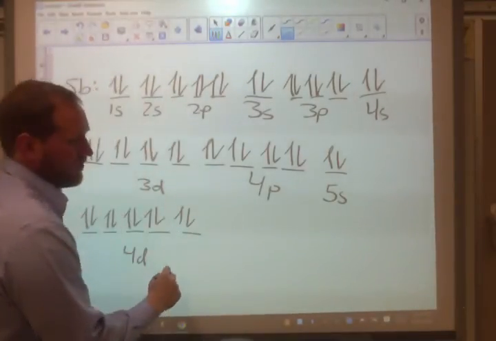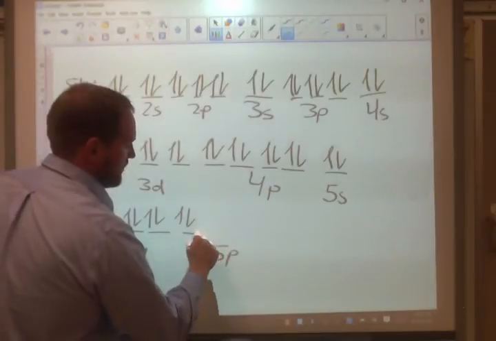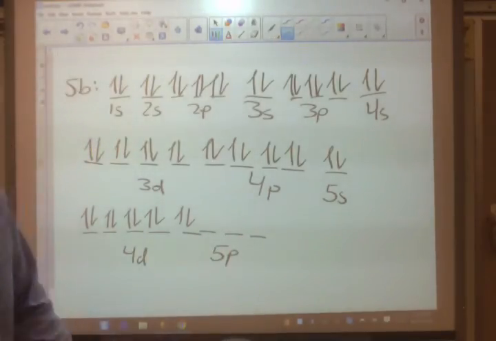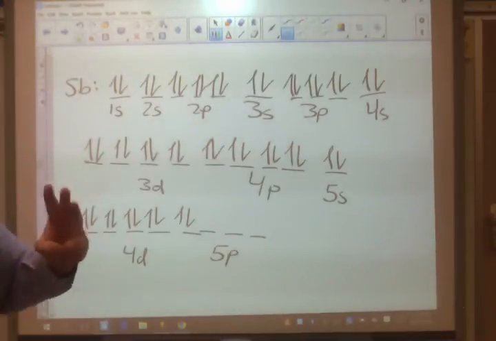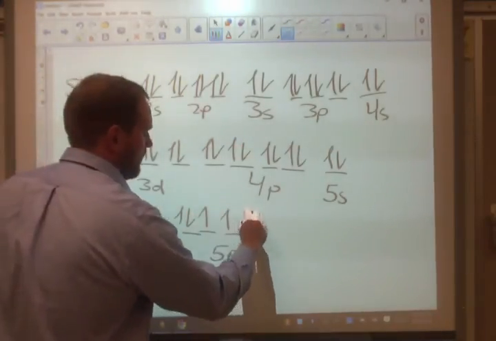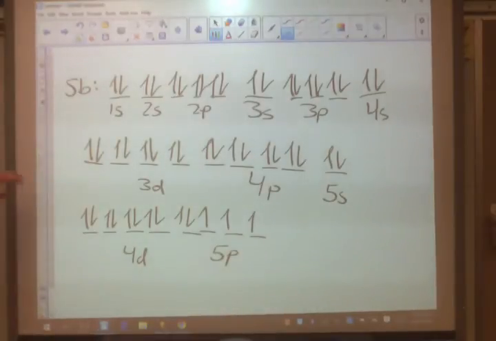And here's where I got to be careful, because I know I'm going to end somewhere in 5p. 1, 2, 3 lines. And since I can see that I'm going to end 3 electrons in, I'm just going to go up, up, up. So that is your orbital diagram.